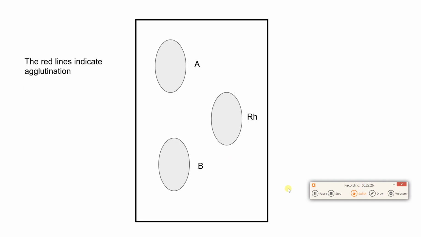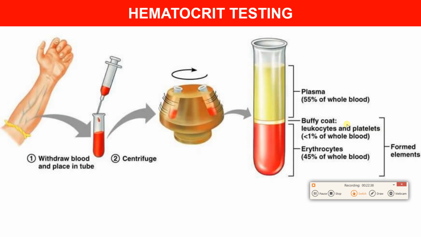And our final one, nothing anywhere. So this blood provided no antigens, which means it's O negative. All right, folks, that is it for blood typing.